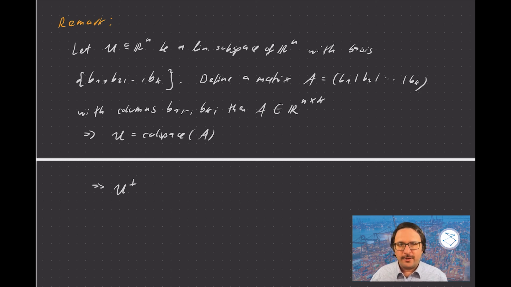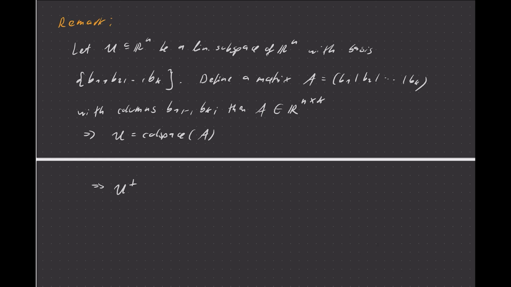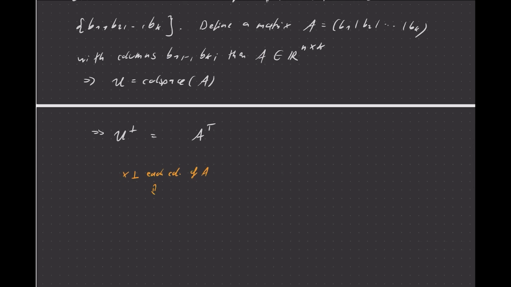So a vector is in U ortho if and only if it is orthogonal to each column of A, which means it's orthogonal to each row of A transposed. Let's make a quick note here, right? So X is orthogonal to each column of A if and only if X is orthogonal to each row of A transposed. What does that mean? Well, that means that Bi transpose X, so the Bi transposed are the rows of A transposed, Bi transpose X equals 0 for all i in 1 to k.